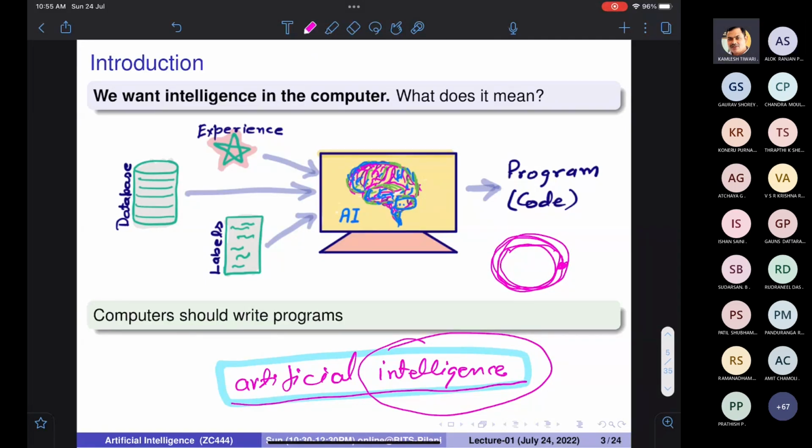Okay. So intelligence, we are talking about intelligence. Now our objective is to make computers intelligent. And at the time when these computers have intelligence, I would say that it is artificial intelligence.